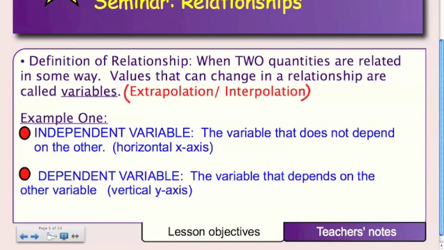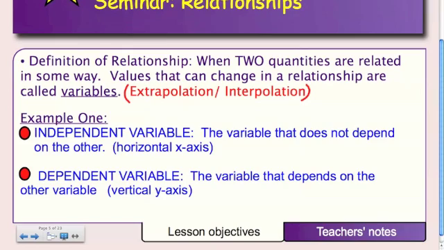So when we're talking about our graph, the independent variable, the variable that does not depend on the other, is going to be represented by the horizontal axis. The dependent variable, which is the variable that depends on the other variable, is going to be represented by the vertical y-axis. So things like time.